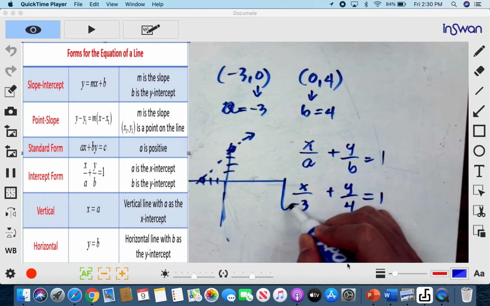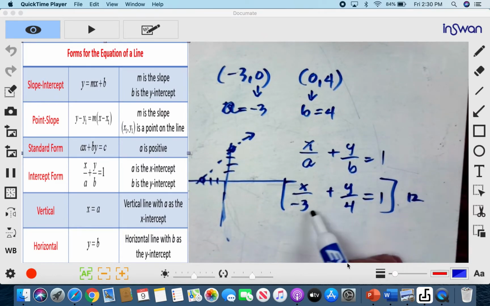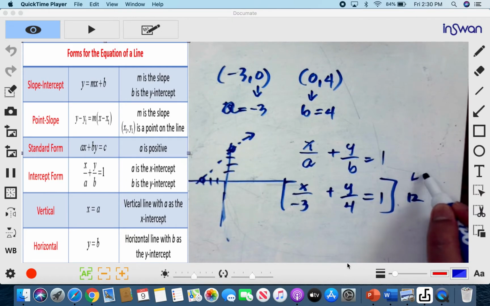Because this is negative, we will multiply by negative 12. Okay, let's say, for example, you keep it at 12. Now, why do I multiply by 12? 4 and 3 are relatively prime. It means their common factor is just 1. If that happens, the LCD is just the product between the two. 3 times 4 is 12.